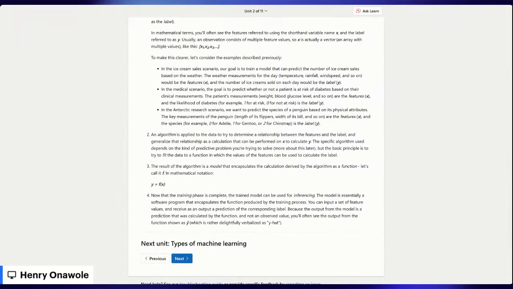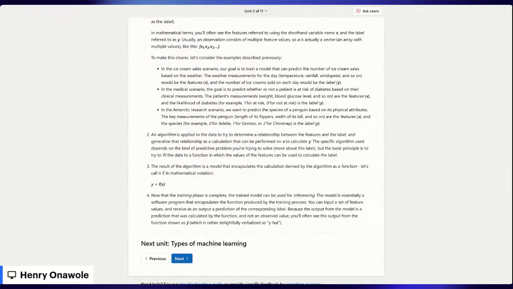Point 2. An algorithm is applied to the data to try to determine a relationship between the features and the label, and generalize the relationship as a calculation that can be performed on X to calculate Y. The specific algorithm used depends on the kind of predictive problem you're trying to solve. More about this later, but the basic principle is to try to feed the data to a function in which the value of the features can be used to calculate the label.